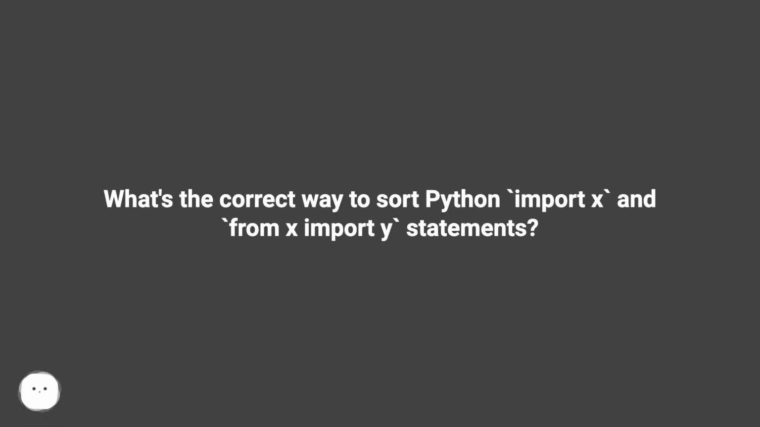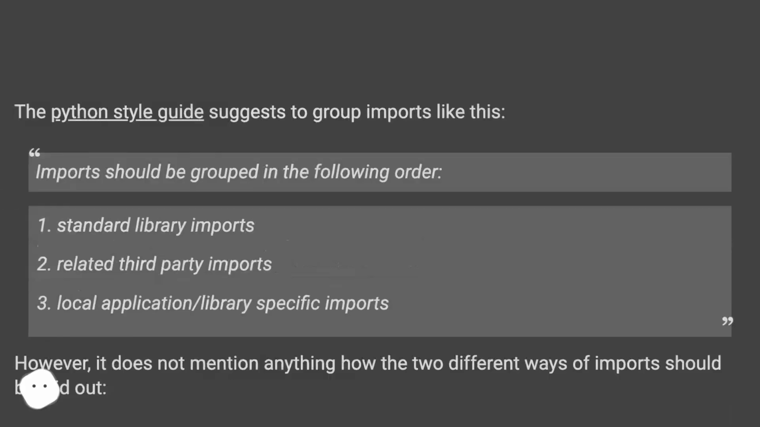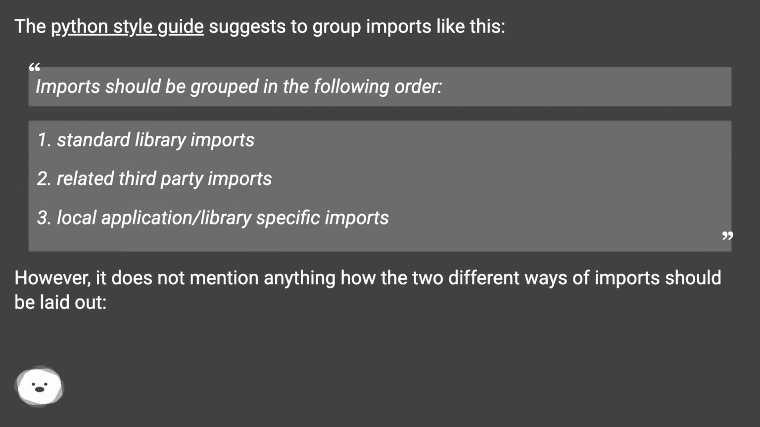What's the correct way to sort Python import X and from X import Y statements? The Python style guide suggests to group imports like this. Imports should be grouped in the following order: standard library imports, related third-party imports, local application library specific imports. However, it does not mention anything about how the two different ways of imports should be laid out.